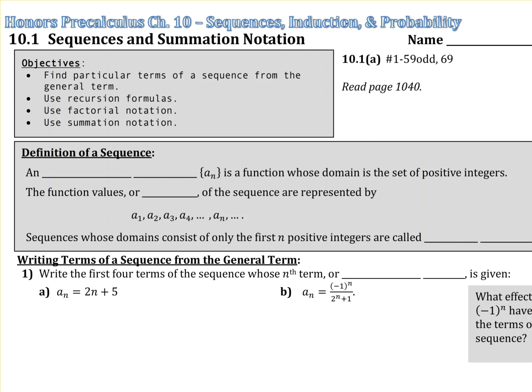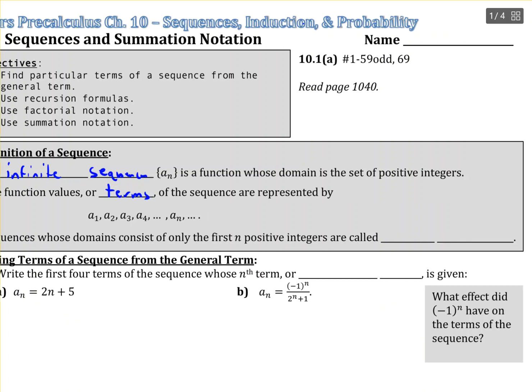So an infinite sequence is a function whose domain is a set of positive integers. The function values, or terms, of the sequence are represented by a, and then it's got a little subscript, so a1, a2, a3, a4, or a sub 1, a sub 2, a sub 3, whichever you prefer to say. Usually I'll just say a1, a2, etc. Sequences whose domains consist of only the first n positive integers, so if they don't go on forever, if they terminate, are called finite sequences.